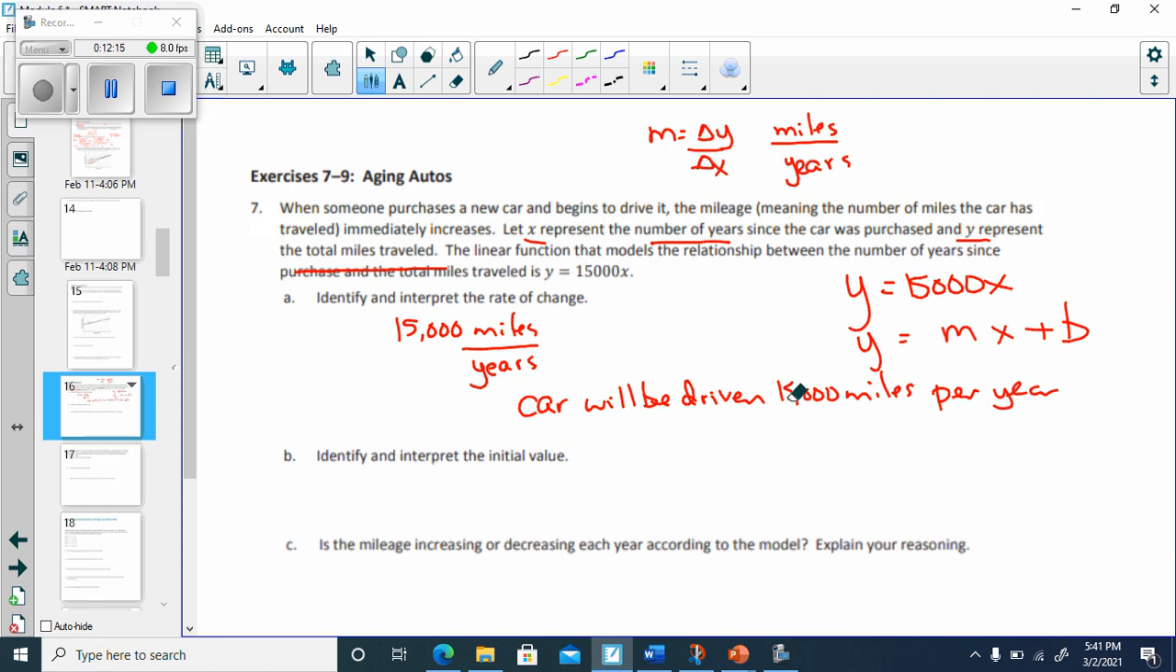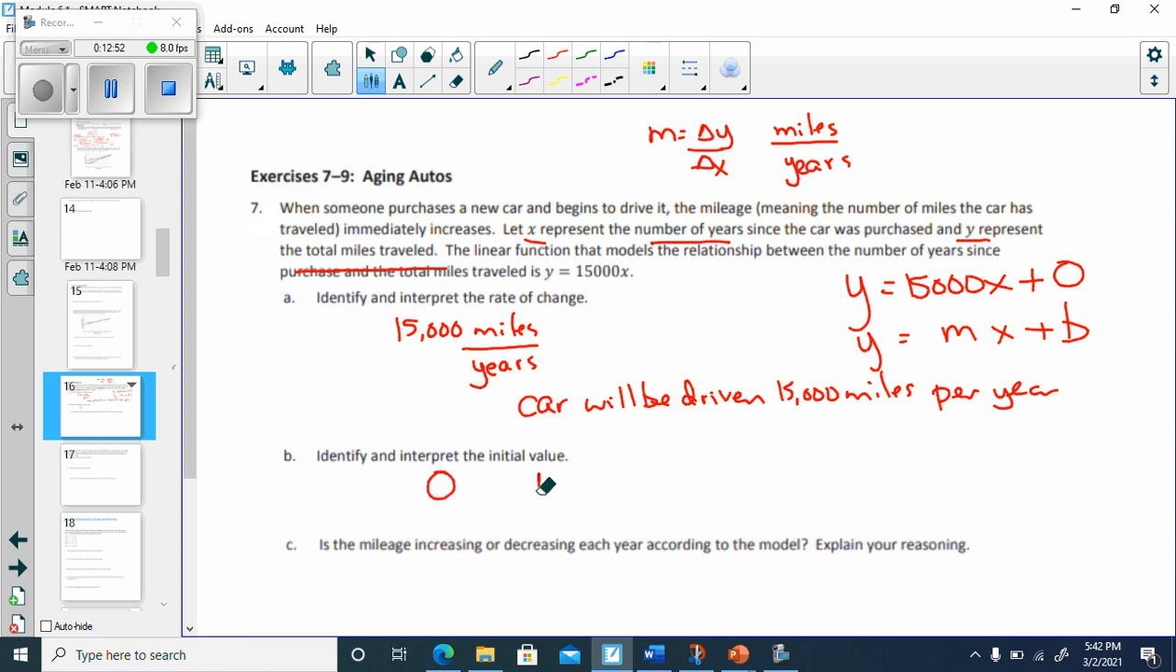Identify and interpret the initial value. Well, our initial value is b, but there's nothing added here. What can I add and not change it? 0. When you see nothing there, it means it's plus 0. And doesn't that make sense? Because we're talking about the number of miles. A new car would supposedly have about 0 miles on it. You start at 0 miles, you add 15,000 miles per year, multiply that by the number of years, it tells you total how many miles you got on there, right? So your initial value is 0.